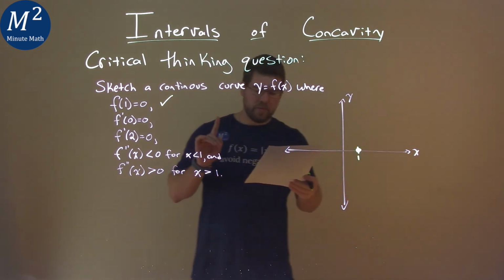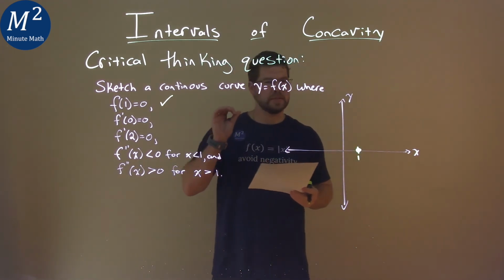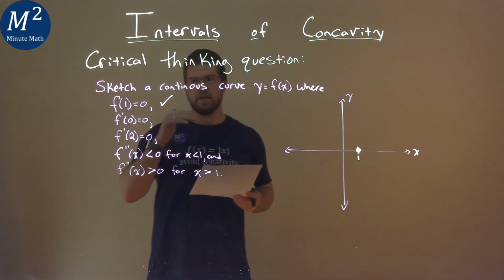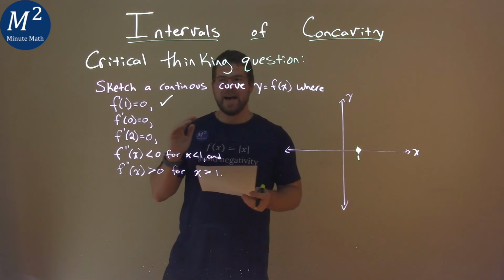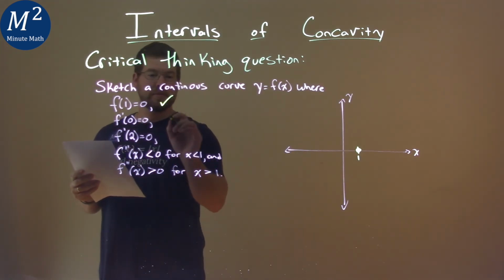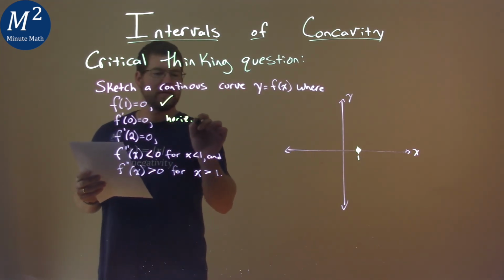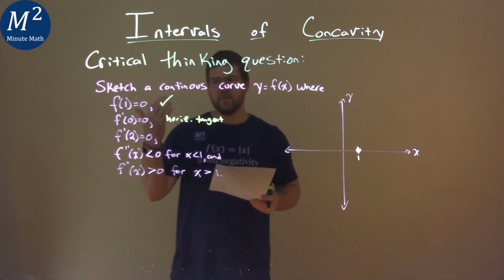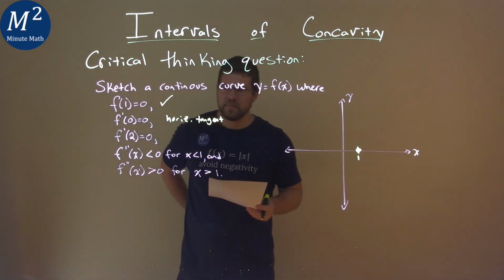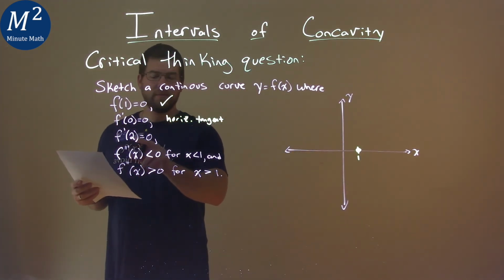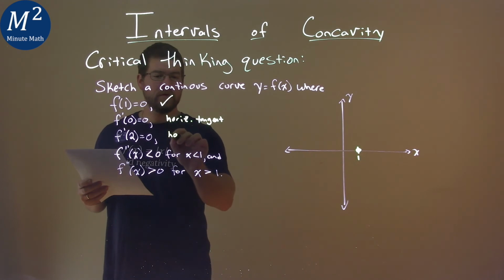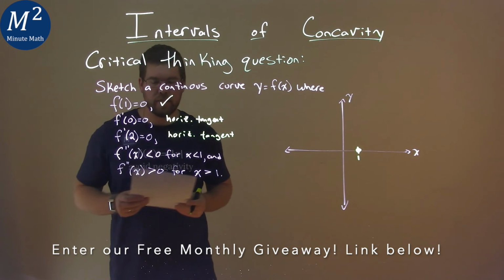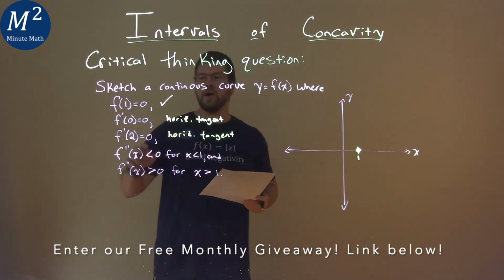Now they tell us that f prime of 0 equals 0. What that's telling me is that we have a horizontal tangent right there at f of 0, f prime of 0 equals 0. So we got a horizontal tangent going on there. And that's where the first derivative crosses the x-axis, right? The same thing here with f prime of 2 is also 0. We have a horizontal tangent as well going on there, because the first derivative is equal to 0 when x is 2.